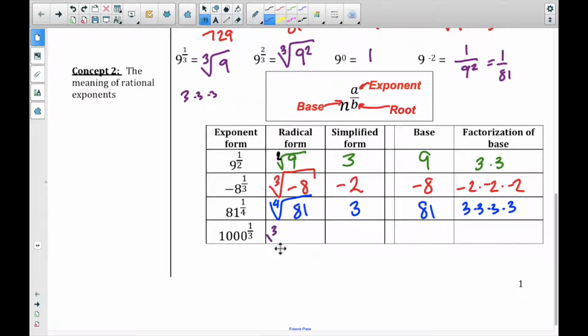Last one, cube root of 1,000. Well, you're basically asking yourself what times what times what, 3 times, is equal to 1,000. So our base is 1,000, and we're deciding what times what times what would give me 1,000. Well, it's 10. 10 to the third is 1,000. Okay, again, basics. Let's turn the page.